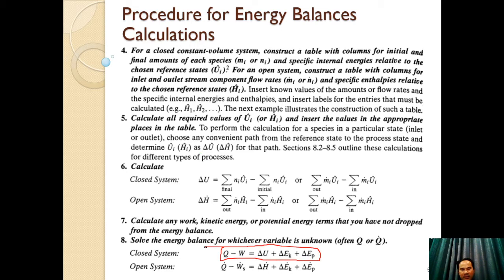Q minus W equals delta U plus delta EK plus delta EP. For the open system, Q dot minus W dot equals delta H dot plus delta EK dot plus delta EP dot. Mostly when we talk about the closed system, there is no mass transfer between the system and surroundings, there is no flow, so we talk about the amount. For the open system, both mass and energy can transfer, so we talk about the flow rate, mass flow rate or molar flow rate.